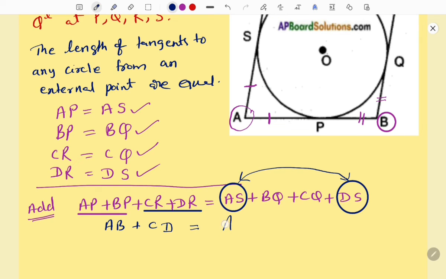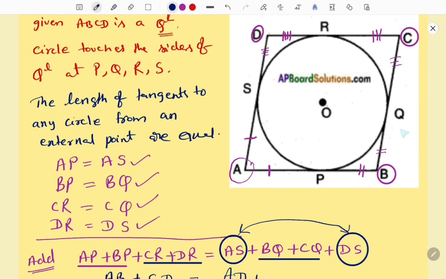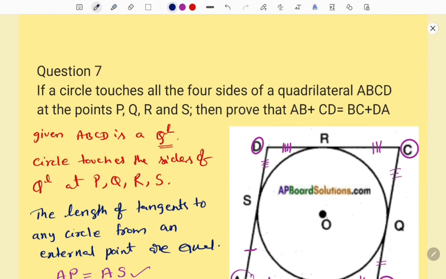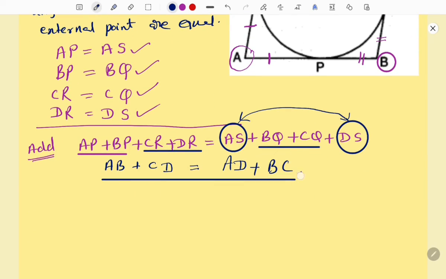Therefore, AD plus, now you can add the remaining two, BQ plus CQ. See, BQ plus CQ is equal to BC. So therefore, what we get now? AB plus CD is equal to AD plus BC. So that is the proof. In the question it asks that AB plus CD is equal to BC plus DA. So that is the proof of this one. I hope all have understood this one.